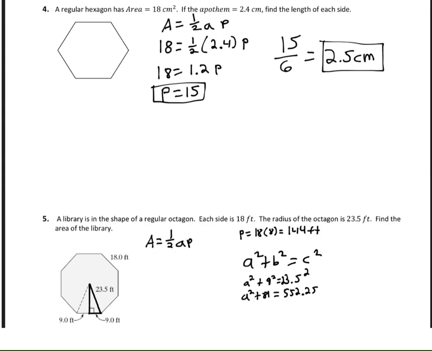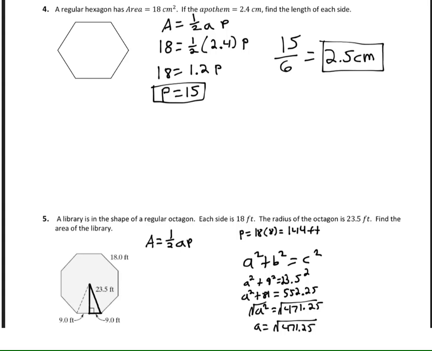Now all I have to do is subtract 81. So a squared is going to be equal to 471.25. To get rid of the squared, I take the square root of both sides, but right now I'm just going to leave it as is. My apothem is going to be the square root of 471.25. So now I have my apothem and I have my perimeter.